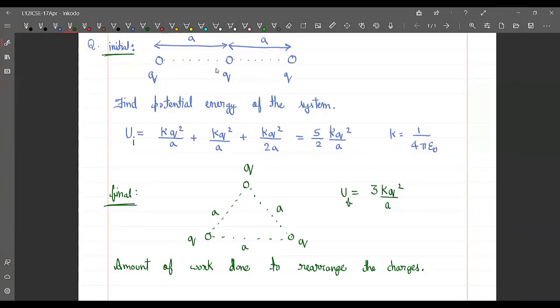To rearrange this, you have to do some work externally. Potential energy has already been calculated. How will you relate it to work done? Nihar, can you tell me the amount of work done?